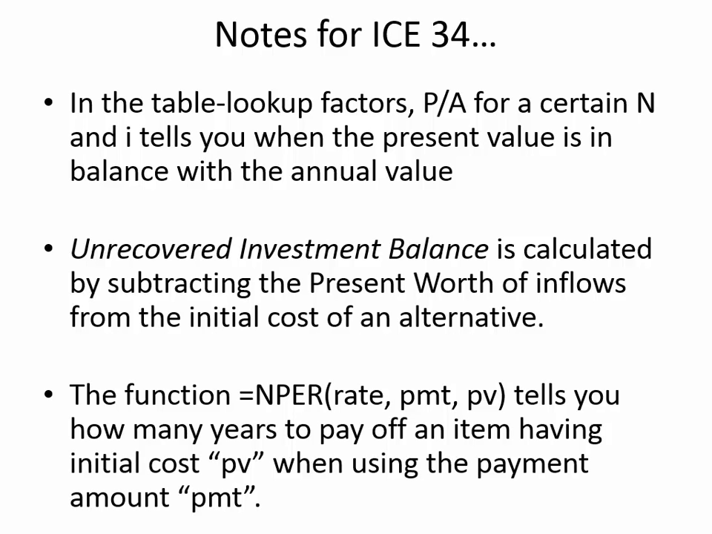Okay, the second bullet point, I'm drawing your memory to the idea of unrecovered investment and balance and how that's calculated. What you're doing is you're taking the inflows in the future, converting it to a present value, and then accumulating those amounts over time, starting with the initial cost. And so on the paper, I've mentioned the column titles that you'll need to do that. The column titles: what year it is, the amount of the cash flow, the present value of the amount, and then finally the unrecovered investment balance.